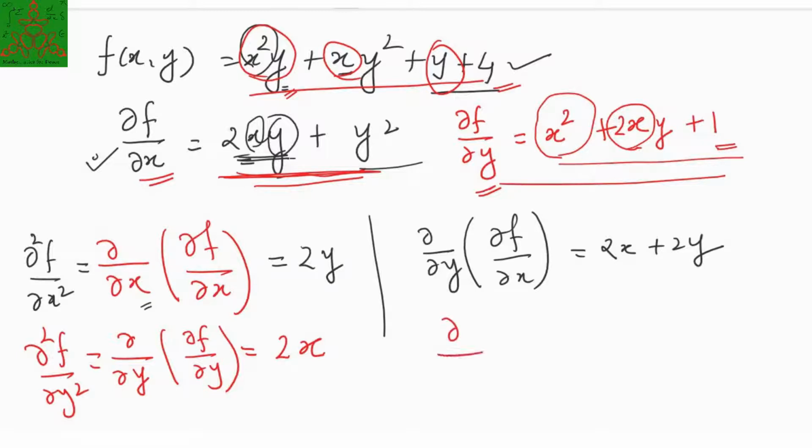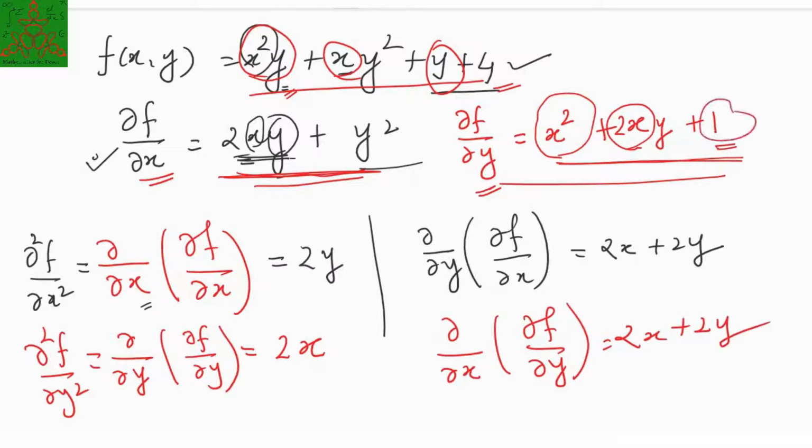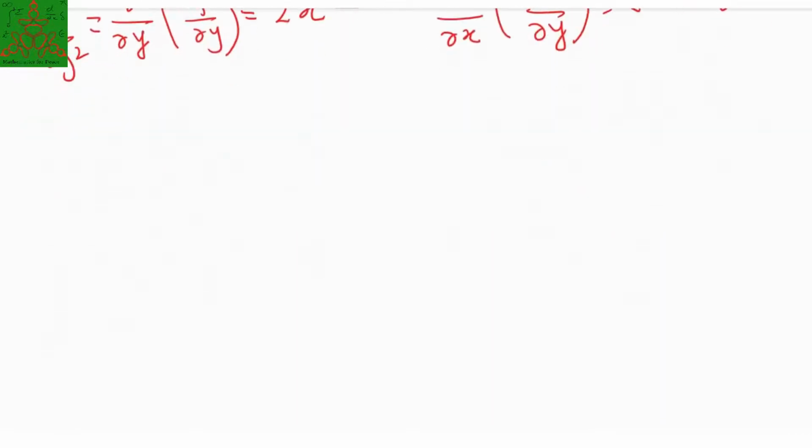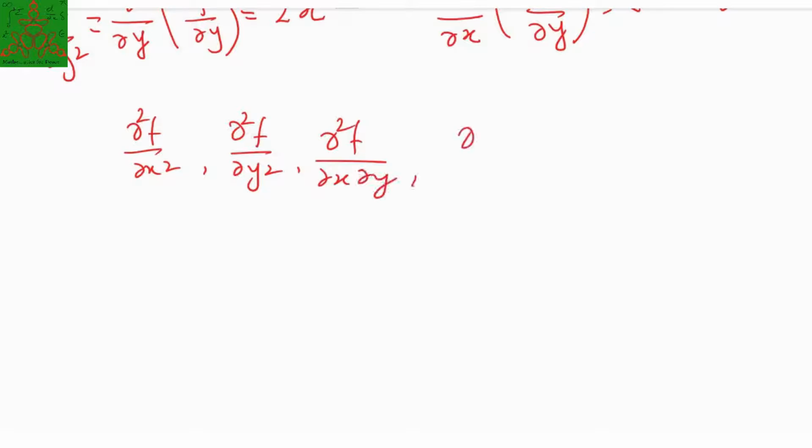In the same way we can talk about del by del x of del f by del y. So differentiating this quantity with respect to x now gives 2x plus 2y, the derivative of 1 is 0. So in that manner, the second order partial derivatives are of 4 types. The first one is del square f upon del x square for any function, then del square f upon del y square, del square f upon del x del y, and del square f upon del y del x.